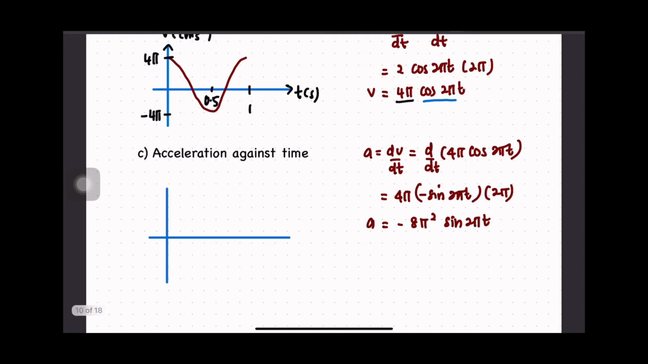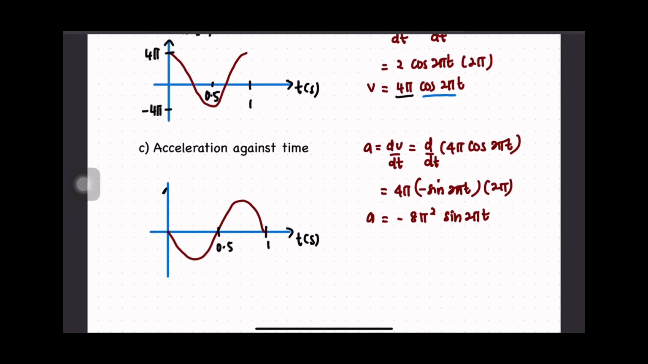So acceleration comes from the sine graph function but negative, so it should start from the bottom side. So this is 1, this is 0.5, time in second. And then the y-axis is acceleration, cm s negative 2. And then here should be 8 pi power of 2, and here negative 8 pi power of 2. Okay, so just like that.